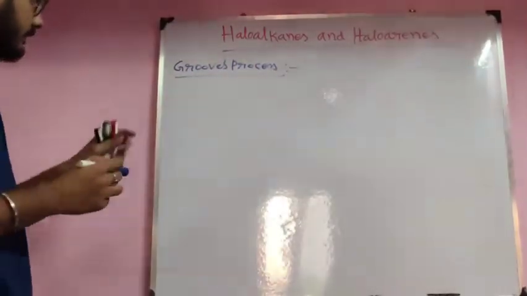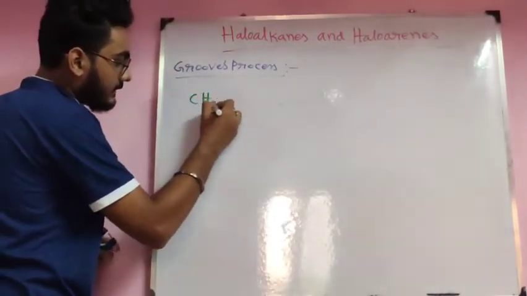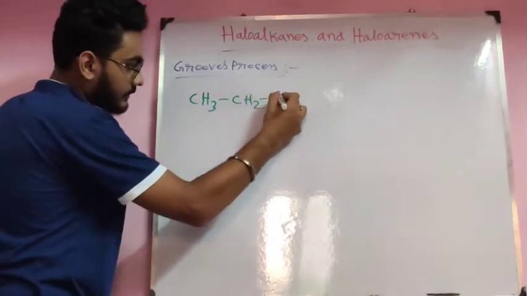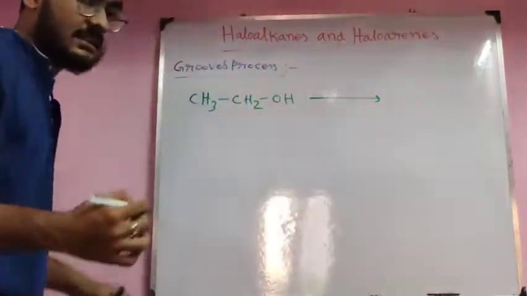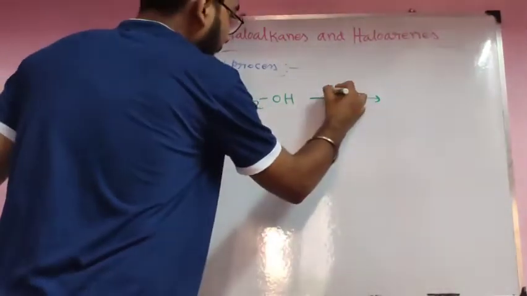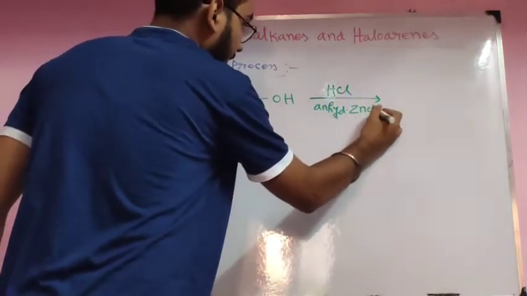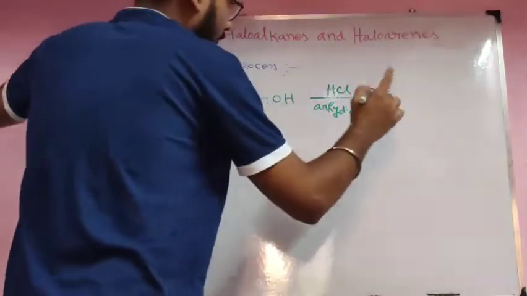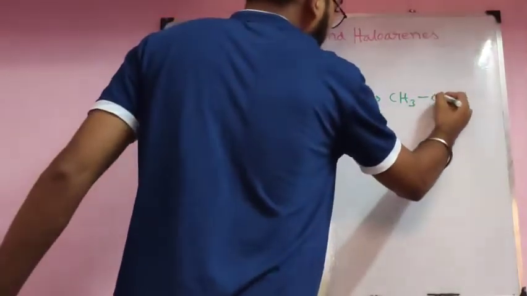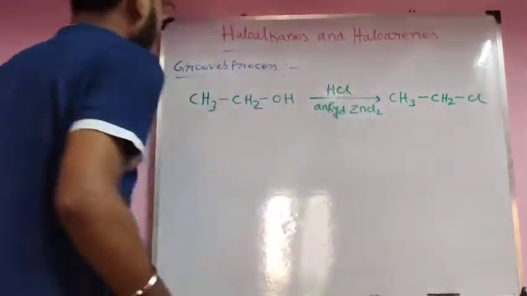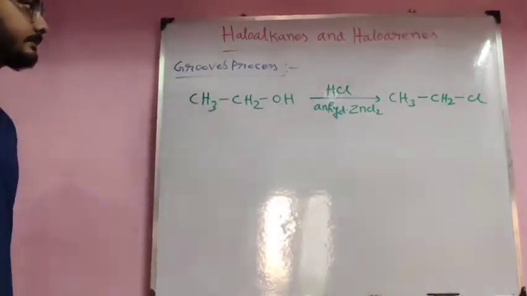The reaction of Groove's process is CH3CH2OH, this is ethanol. If we give the reagent as hydrogen chloride, HCl, and anhydrous ZnCl2, then the product will be, OH is transferred to Cl, CH3CH2Cl. This is the reaction of Groove's process.